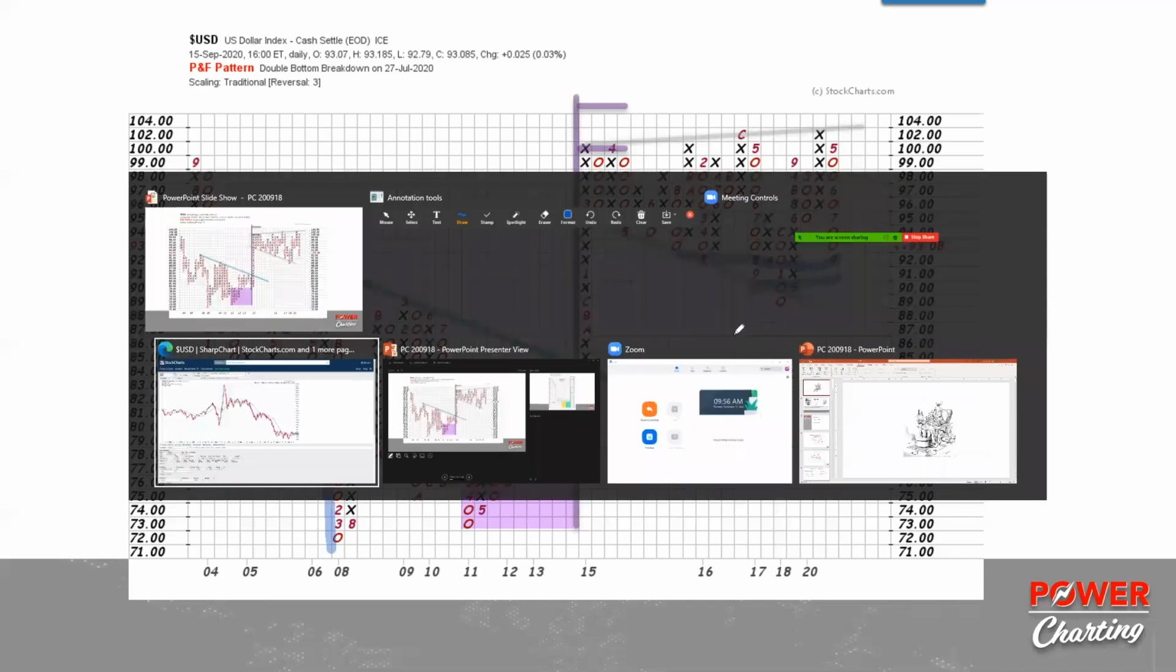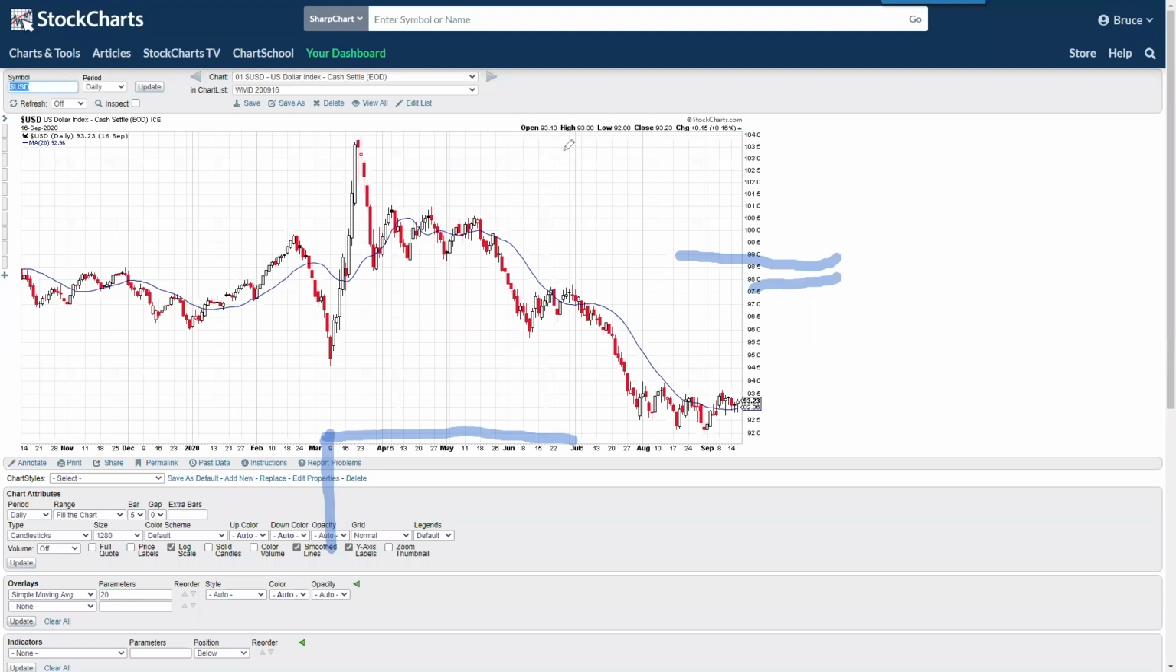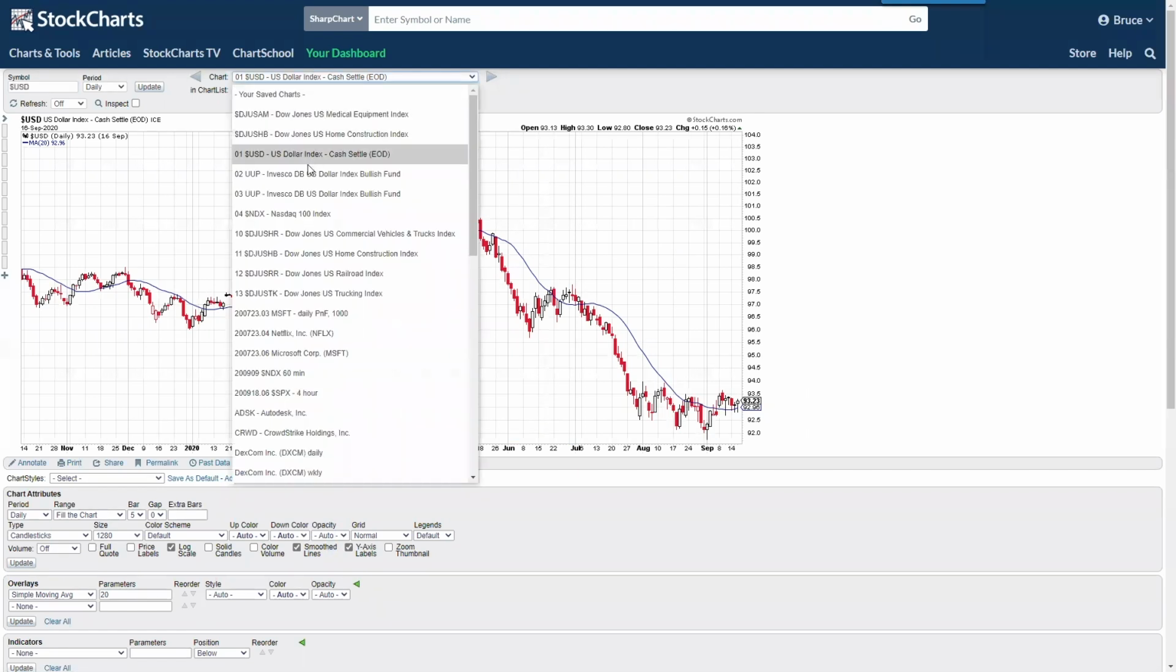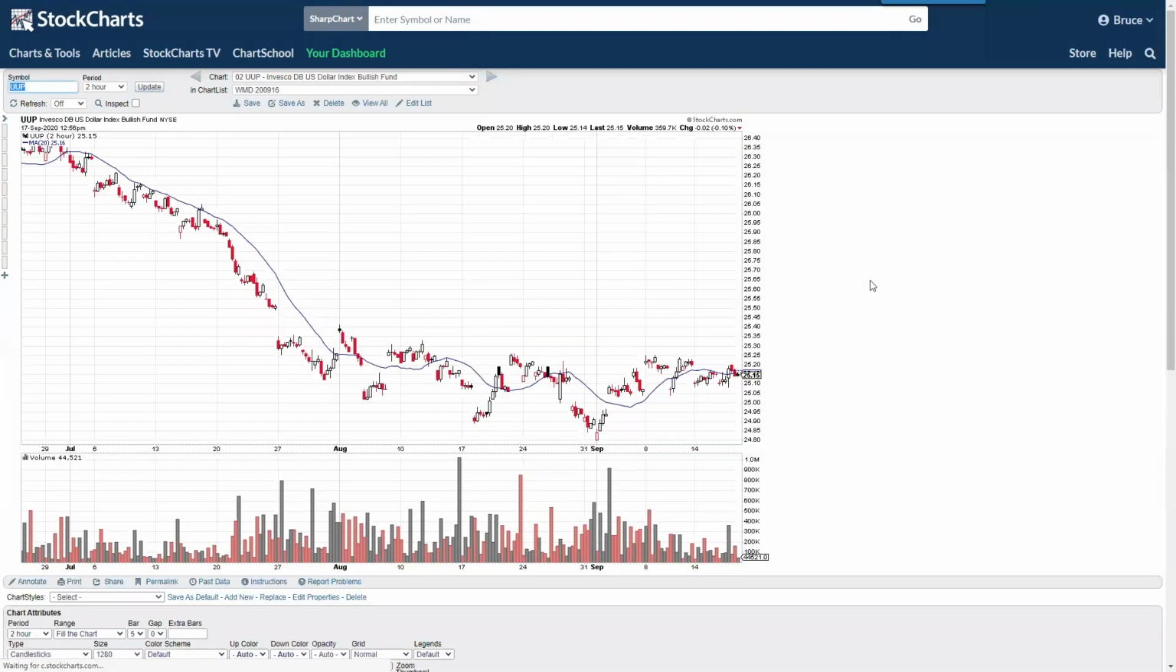Okay, so here, let's go back. Let's clean this up. And let's look at the dollar in the UUP. The reason that we want to look at the UUP versus the US dollar is because we can look at intraday data. This is a 2-hour chart. We can really drill in and nuance these charts.